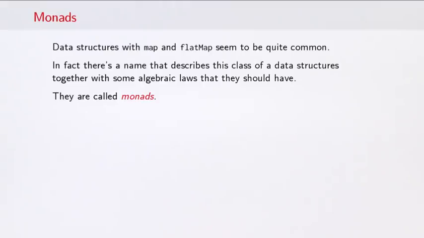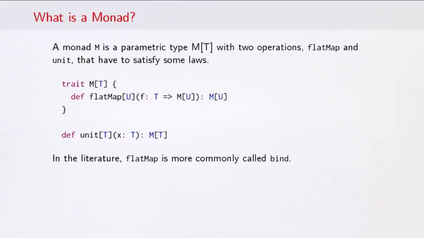As we've seen, data structures with map and flatMap are quite common. And in fact, there's a name that describes this class of data structure together with some algebraic laws that they should have. These data structures are called monads. A monad is a parametric type M with a type parameter T that has two operations, flatMap and unit. And these operations also need to satisfy some laws.